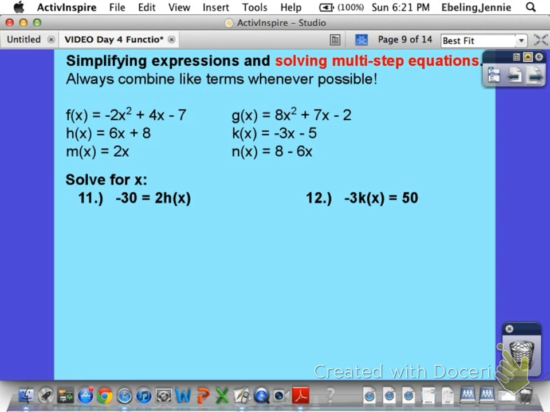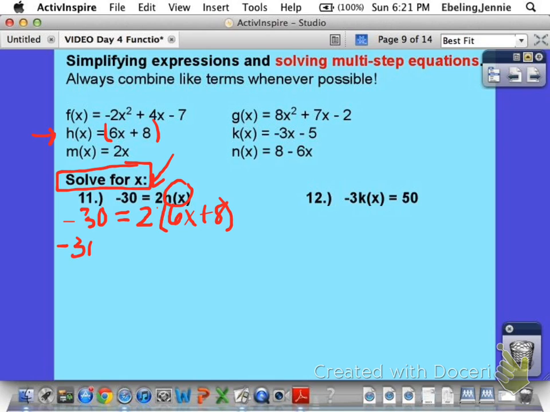Okay, what we're doing here is solving again, because notice we have solve for x in the directions, and there is an equal sign. So I look at number 11, and I see I have negative 30, so I'm just going to bring the negative 30 down. Equals, this 2 out in front means 2 times whatever h of x is. h of x is this 6x plus 8, so I'm going to put the 6x plus 8 in here.